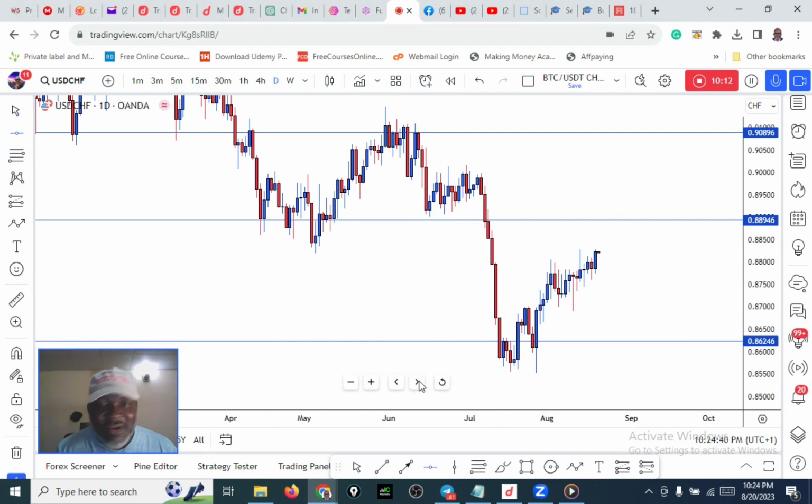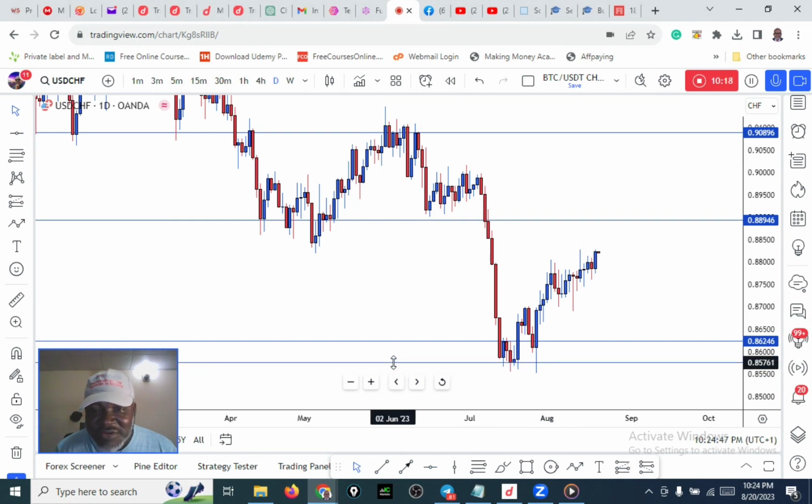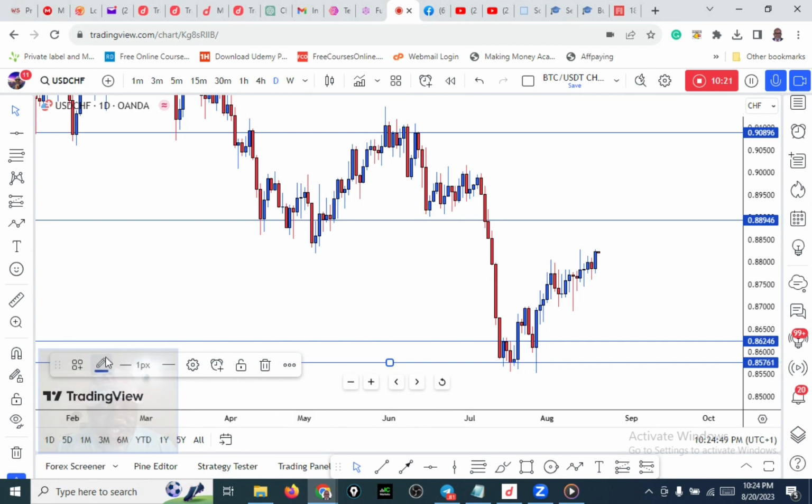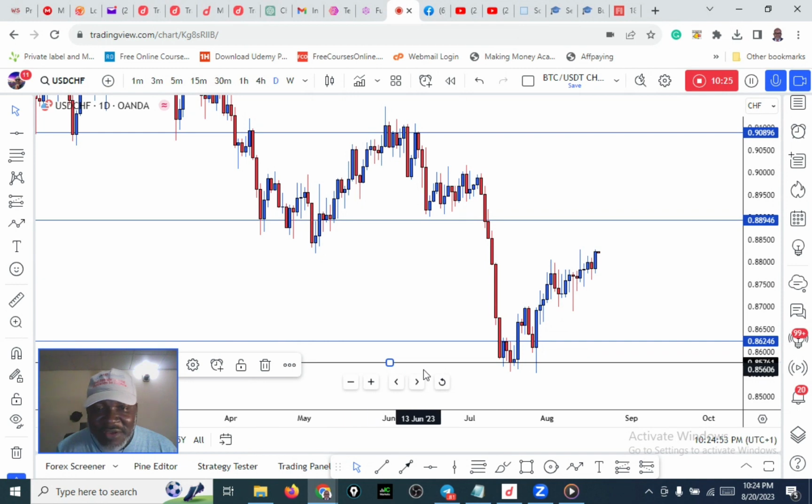But for the sake of structure, we can adjust it. Okay, we can adjust it here. So let's change our daily levels to black. Our daily levels to black. What other price action can we see here?